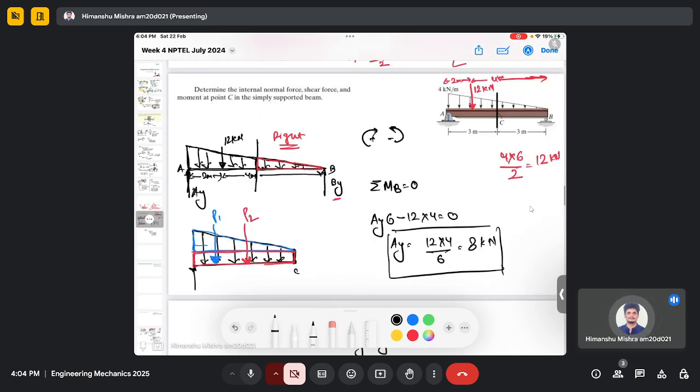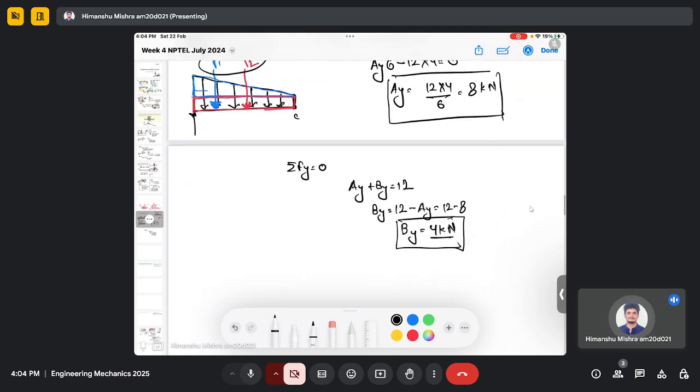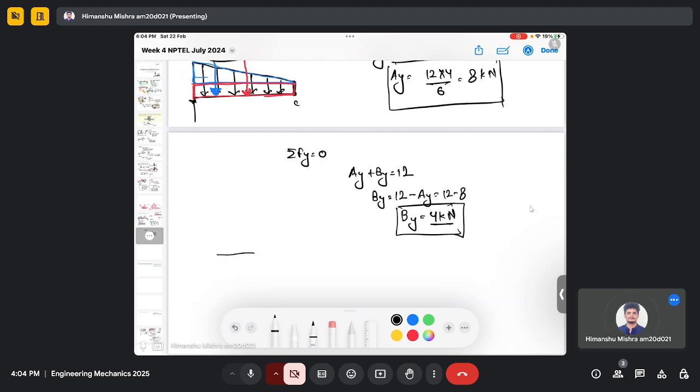So still in this problem you can choose left hand side or right hand side. Left hand side is a little bit more involved because you have to deal with two equivalent point forces. But when you consider right hand side, you will have only one equivalent point force. So I'm considering the right hand side. So this is By, and this is my shear force at point C.